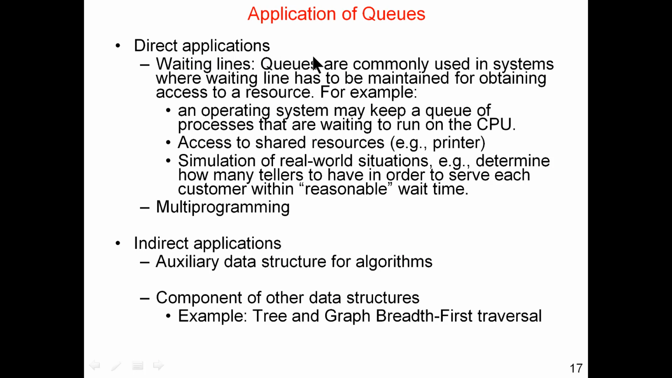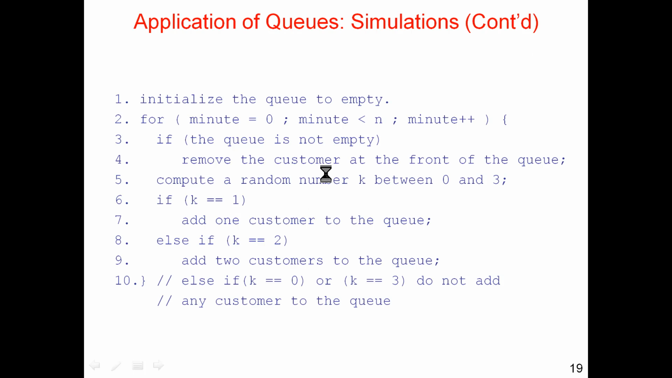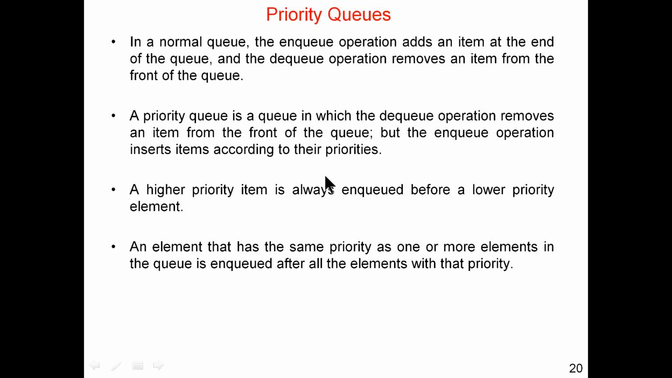There are many applications of queues. We have process queues in our operating system. There are many queues in the operating system because resource sharing is managed using queues. For access to a shared resource, you can see a printer is using a queue. Multi-programming is practically using a queue. Indirectly, there are many applications, such as auxiliary data structures, where a queue can be a component of another data structure. And there are simulations. I'll show you this simulation in the discussions.